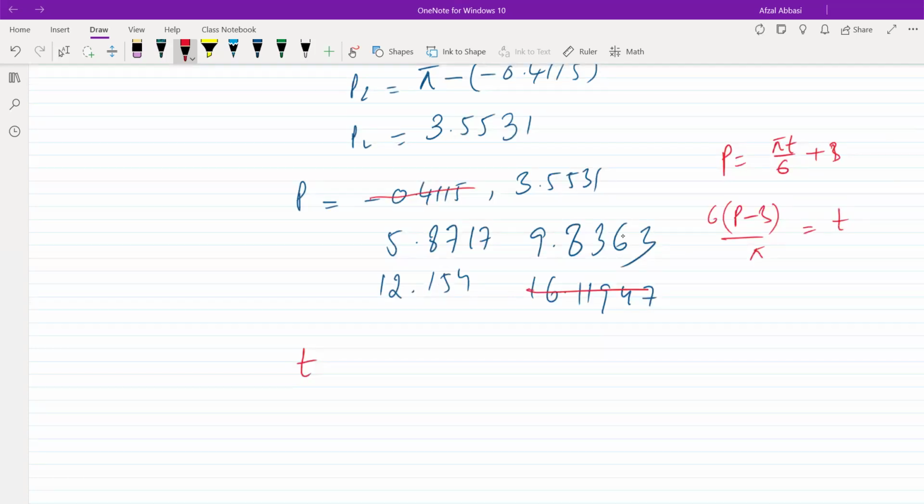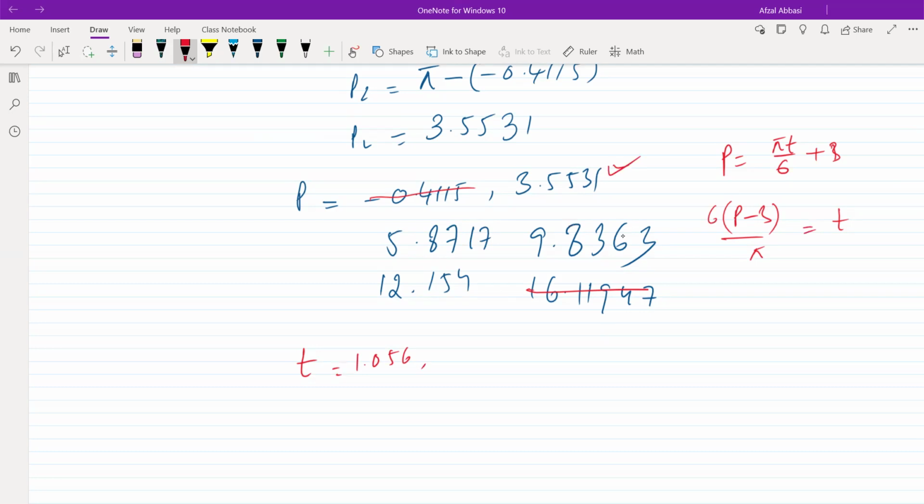So taking 3 first to the left side, that is the first value to be done, p minus 3. Then multiplying by 6, the denominator. So this order to be followed. So each value of p to be converted into t by this method. So first value is 3.5531. First we'll take away 3. Then we will multiply by 6, then divide by pi. So we get 1.056. We are done with this.